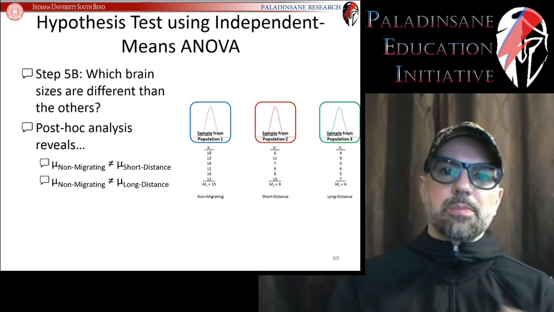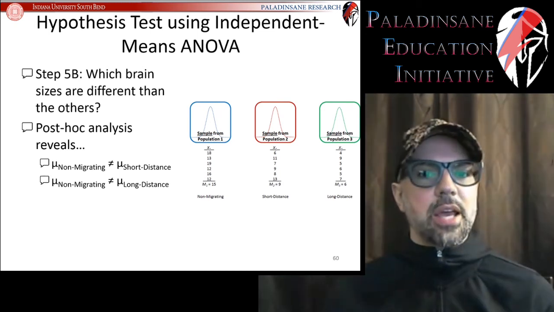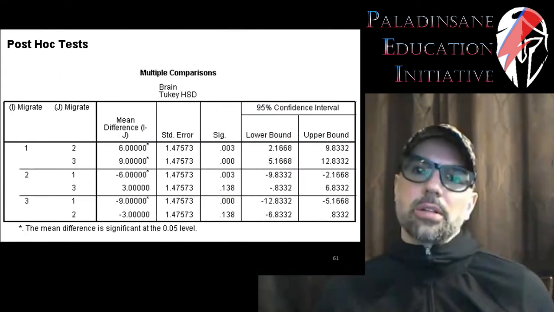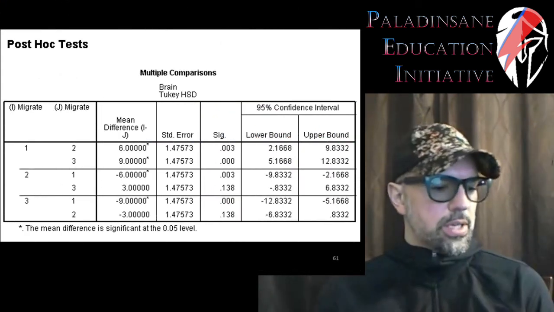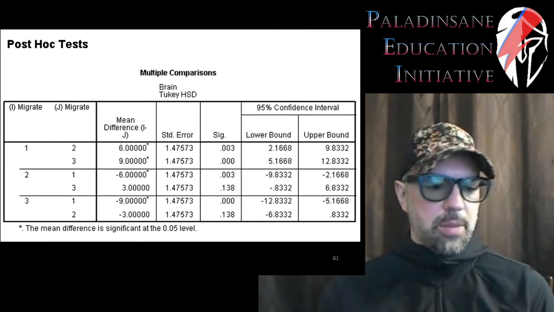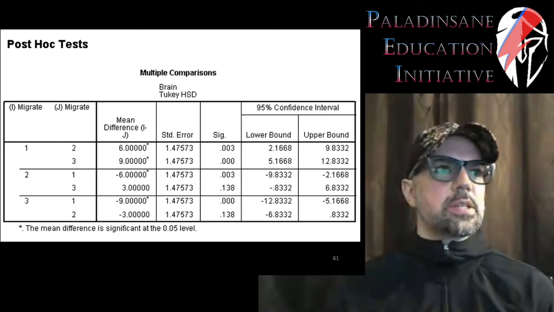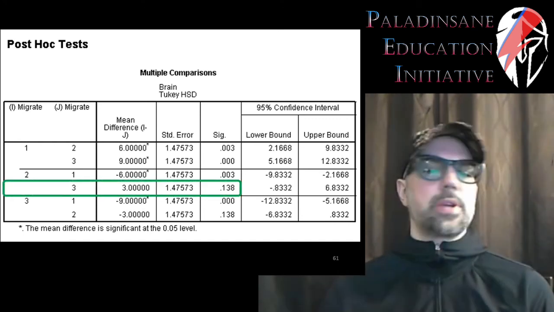What about the short-distance birds versus the long-distance birds? So we need to go back to the table, and we go back to our little notes, and we say, all right, what was short distance? Short distance was group number 2. Long-distance migrating birds, group number 3. All right, so we need to find 2 versus 3 on this table. 2 versus 3 is right there.